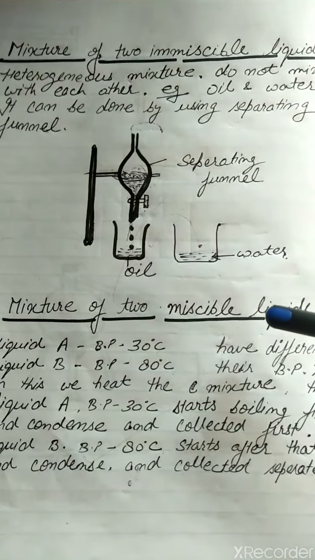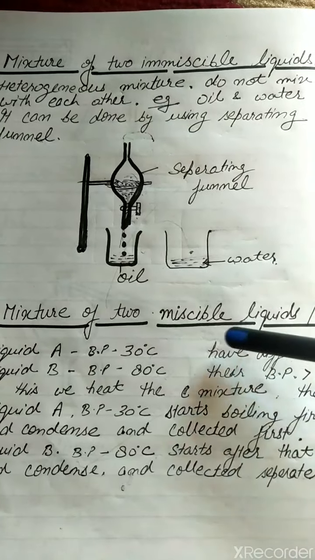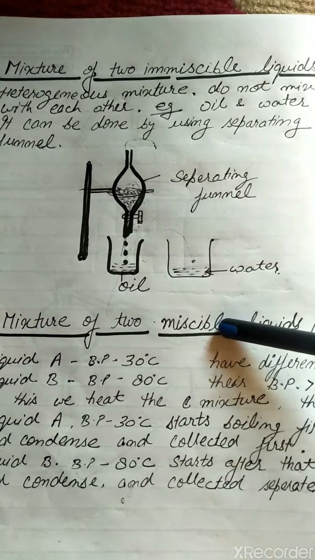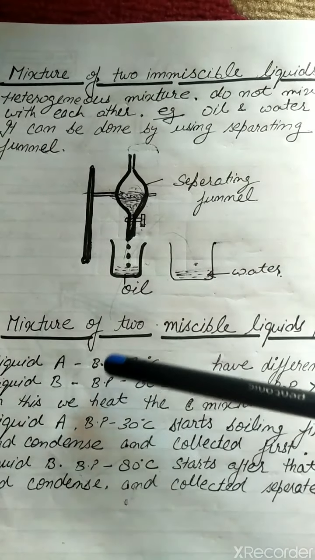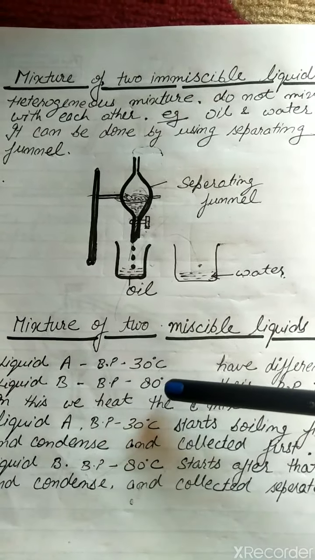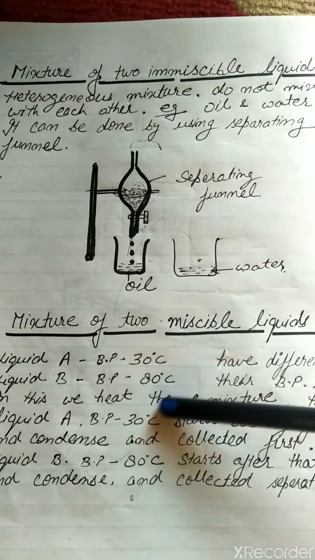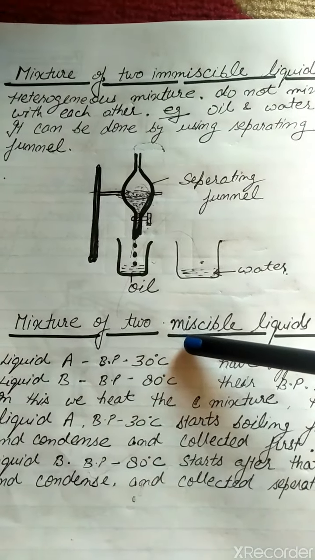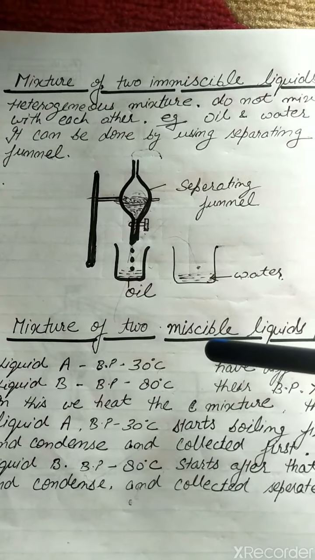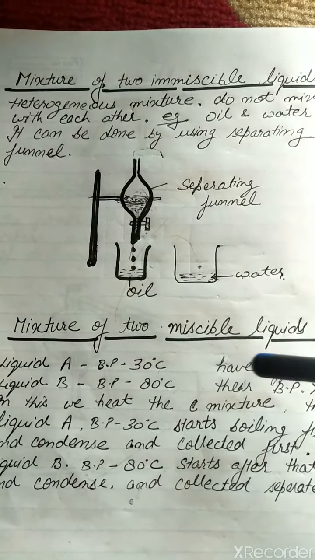Now next is mixture of miscible liquids. Miscible means the liquids which mix properly. Suppose we have two liquids, liquid A whose boiling point is 30 degrees and B has boiling point 80 degrees Celsius, mixed with each other. It is a homogeneous mixture. So it can be separated by the distillation process. In this we heat the mixture.